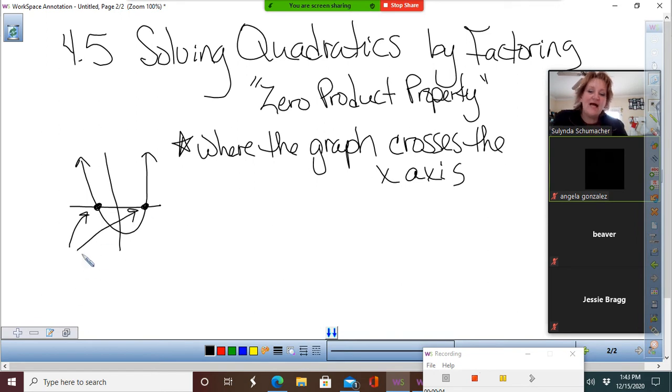So they have lots of different names. We can call them the solutions. We can call them the zeros, again, referring back to the zero product property. We can also refer to these as roots. They're the roots of the quadratic. Okay, so there's lots of different names for where this crosses the x-axis, what we are finding today. All right, so zero product property.